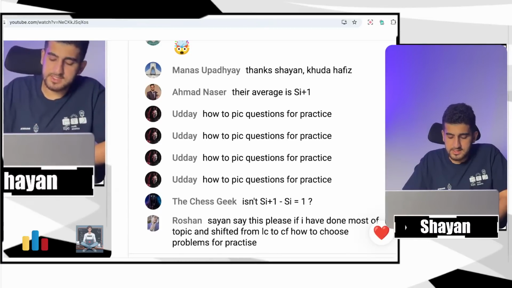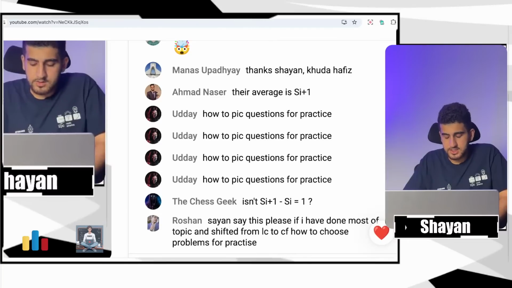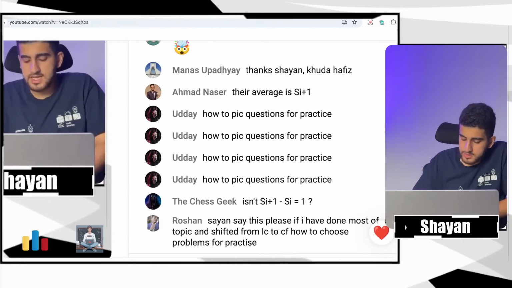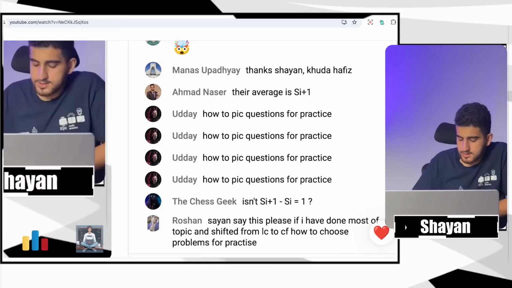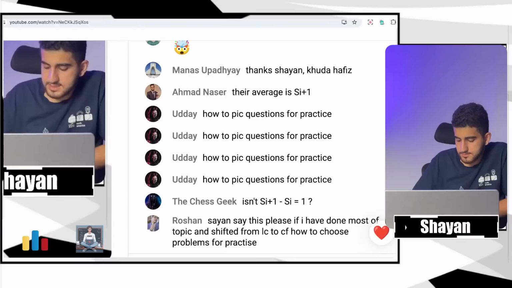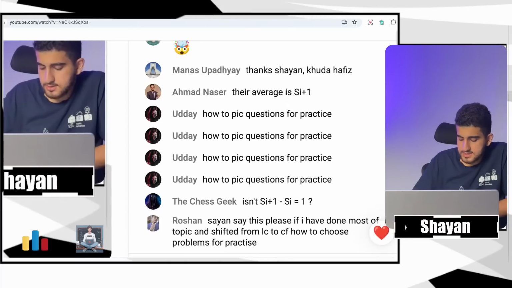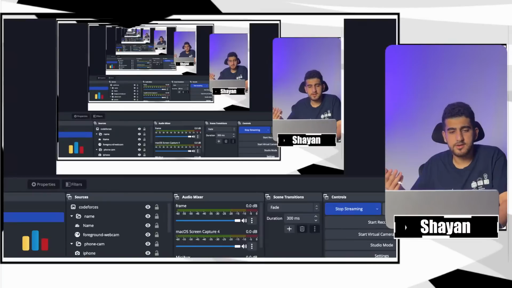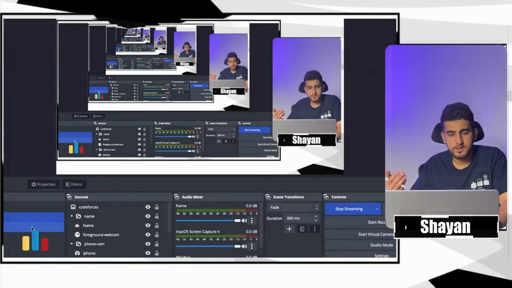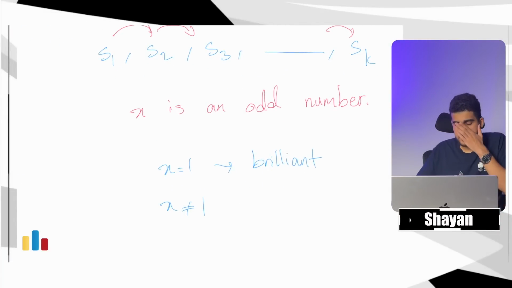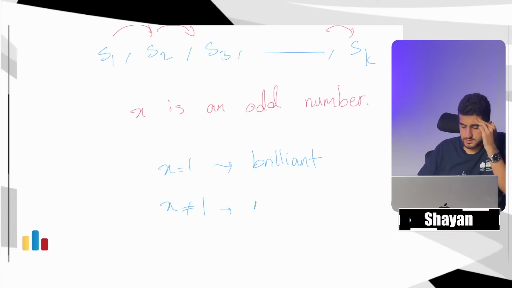And also we said that because they have different parities, each two consecutive numbers, this X must be an odd number. So the point is that if X is 1, our set is brilliant, it is good. If X is not equal to 1, for example 3 or 5 or 7, etc. Oh, I was not showing this. If X is not 1, then it is not brilliant.